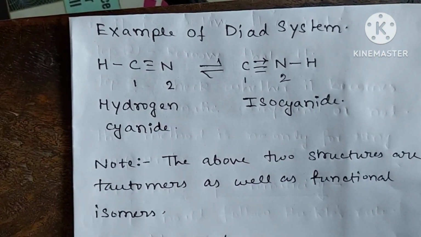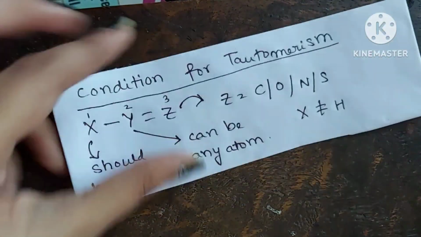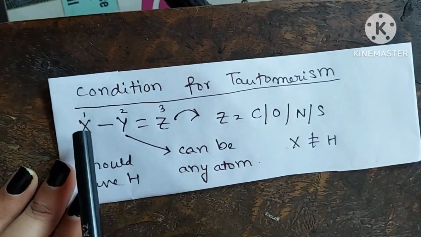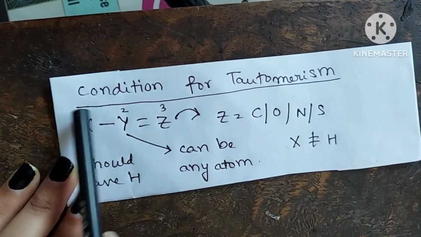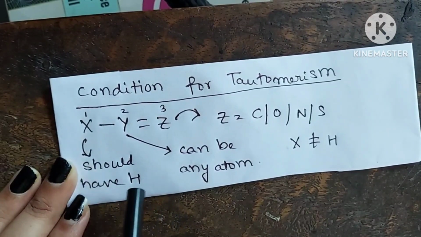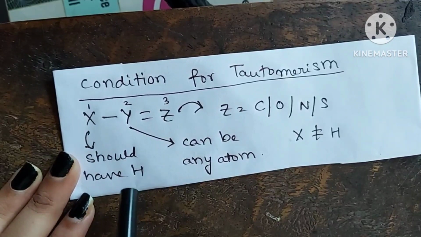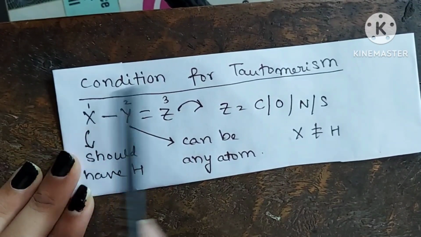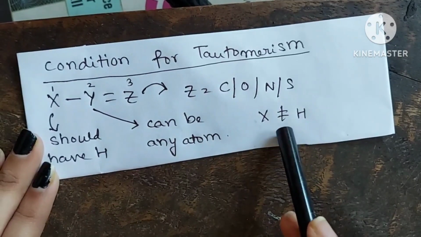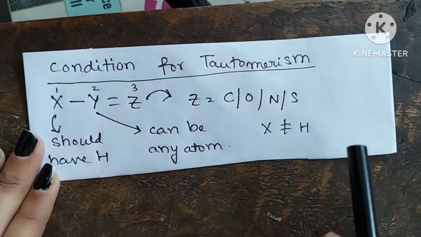Now the example for triad system. Before showing the example of triad system, I will show you what is 1, 2, 3. See here, 1, 2, 3. Here x is 1, y is 2 and z is 3. X is an atom that should have hydrogen. X could be anything but it cannot be hydrogen. See here, I have written here that x is not equal to hydrogen.